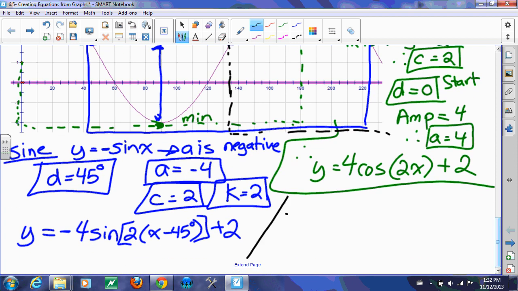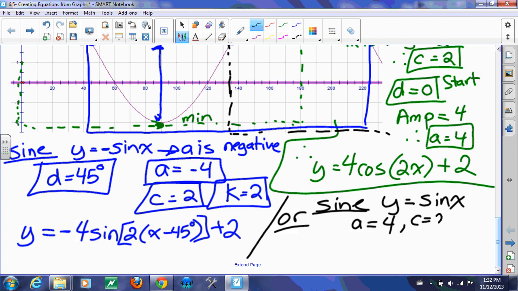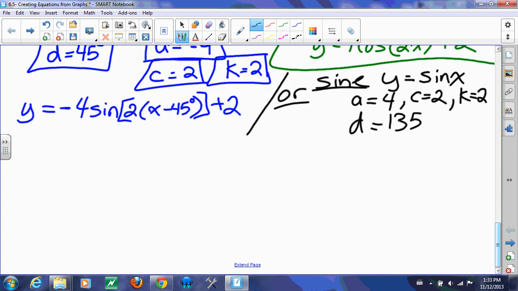So if you had chosen this method for sine, notice it's positive, so it's going to be y equals sine x in this case. So A is going to equal 4. The axis of symmetry, the equation of the axis, stays the same. The period stays the same. But what D will be is we have a shift of how many degrees? 135 degrees. So another example of this solution, ladies and gentlemen, would be y equals 4 sine 2 times x minus 135 degrees plus 2.